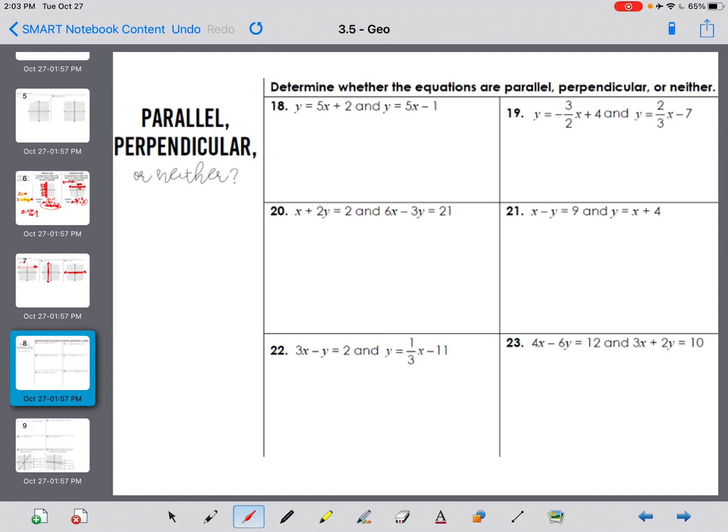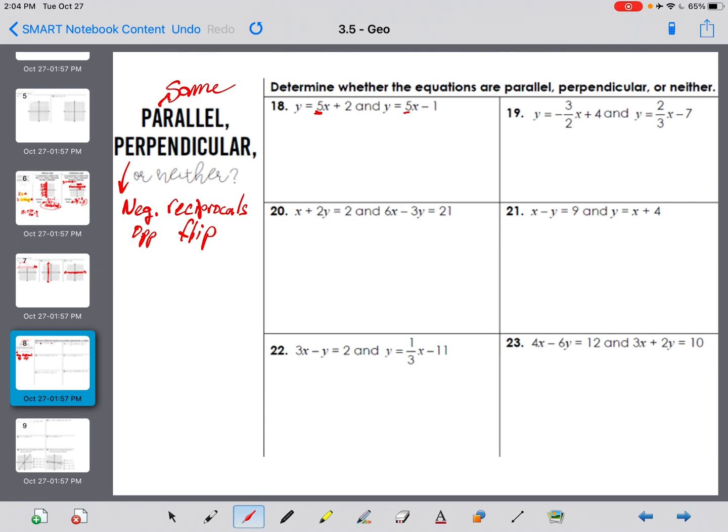Now, we're going to put those things together that we talked about, parallel and perpendicular. Parallel, remember, same slopes, right? Perpendicular, negative reciprocals, opposite and flip, right? So determine if they're parallel, perpendicular, or neither.